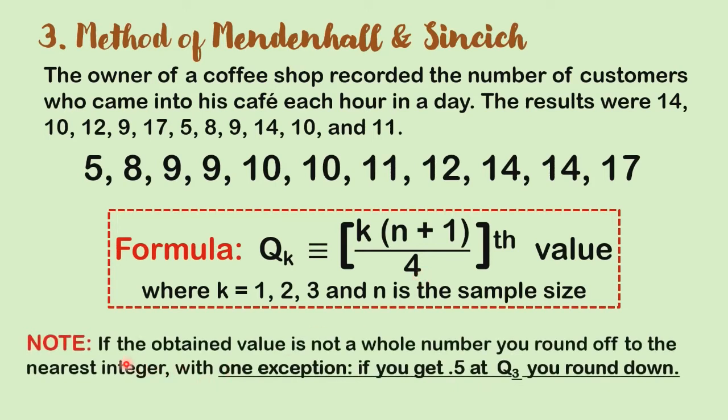So if the obtained value is not a whole number, all you have to do is to round off to the nearest integer. So dapat marunong kayong mag-round off. But with one exception. If you get 0.5 at Q sub 3, hindi nyo i-round up. Kasi round up naman talaga ang usual na gagawin ninyo if you have 0.5. Pero pag nangyari yan sa Q3, sa upper quartile, you round down. So please don't forget that exemption.